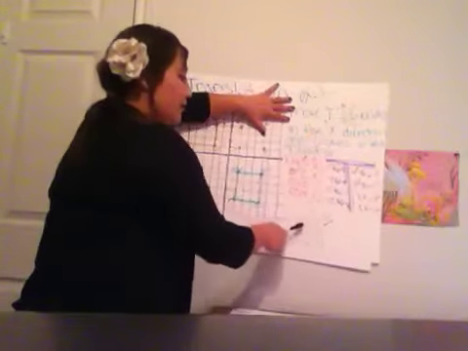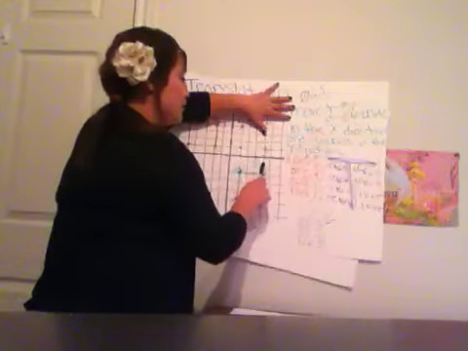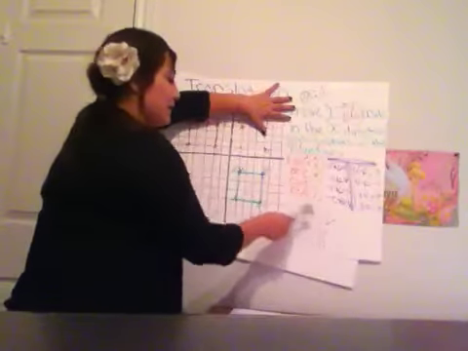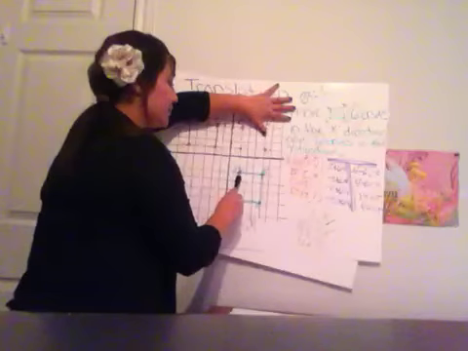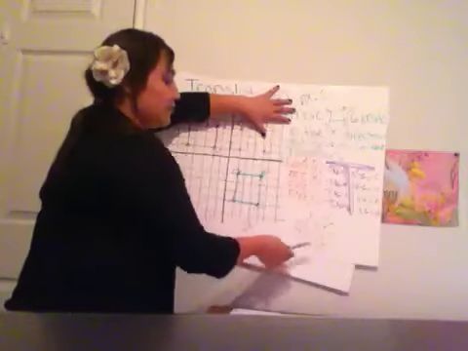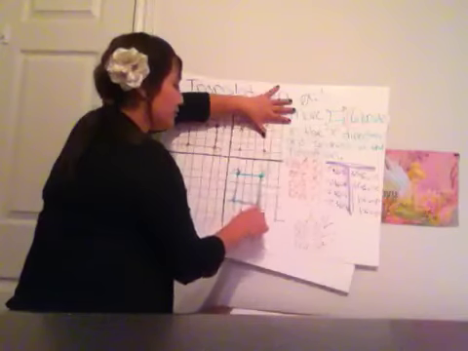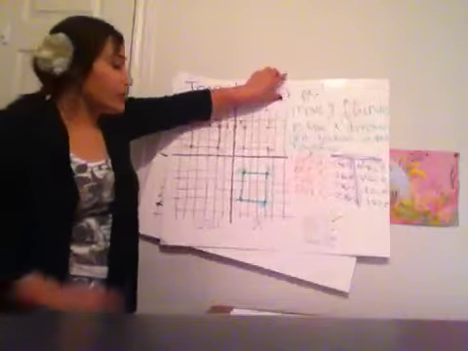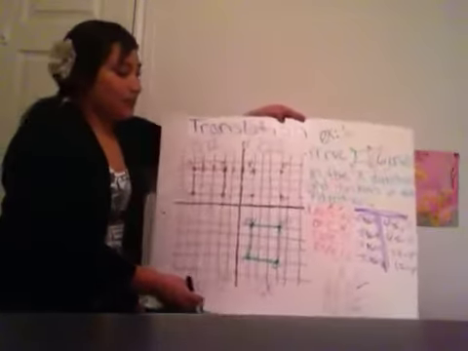Let's go with B. We have 4, negative 2. Let's count. 1, 2, 3, 4 to the right, and 1, 2 down. It matches. C says 1, negative 5. Move one place to the right, 5 down. 1, 2, 3, 4, 5. That one matches. And D, 4, negative 5. 1, 2, 3, 4. 1, 2, 3, 4, 5. I believe that matches. So that is an example of how we did our translation.